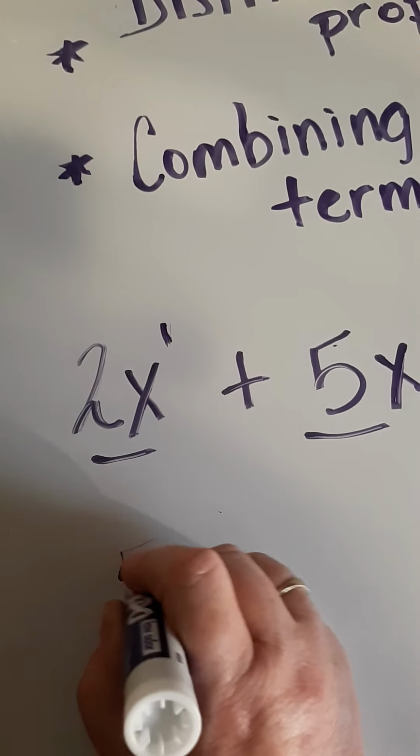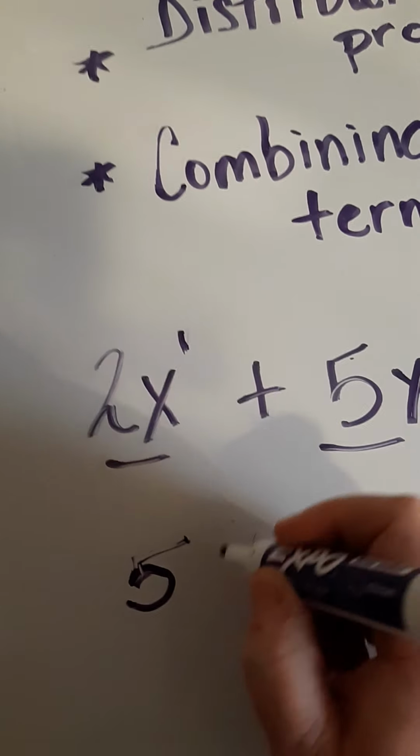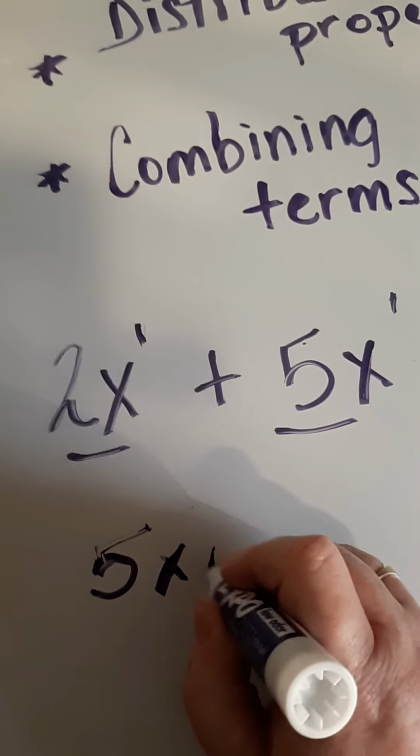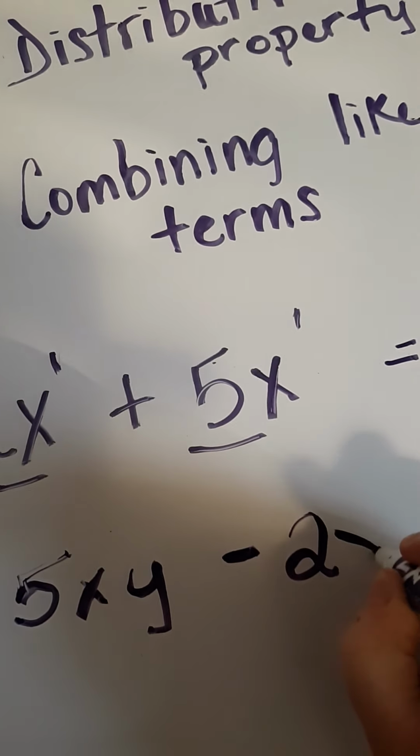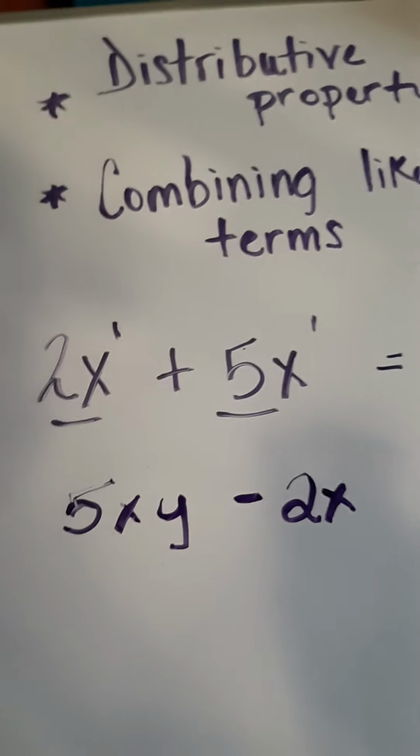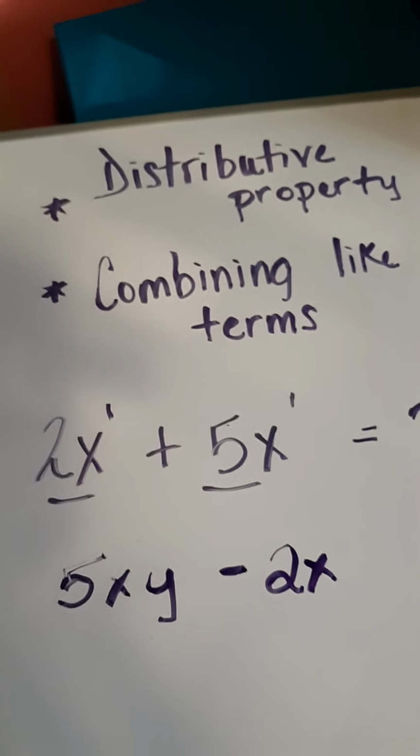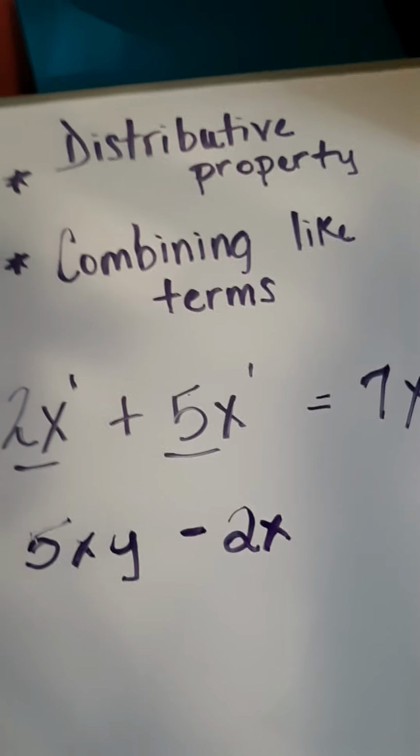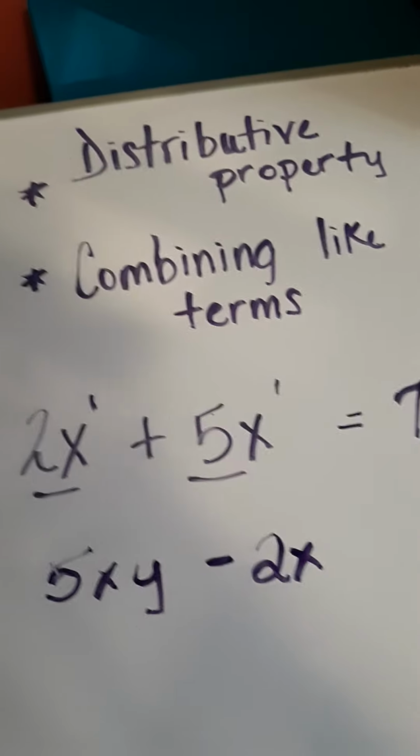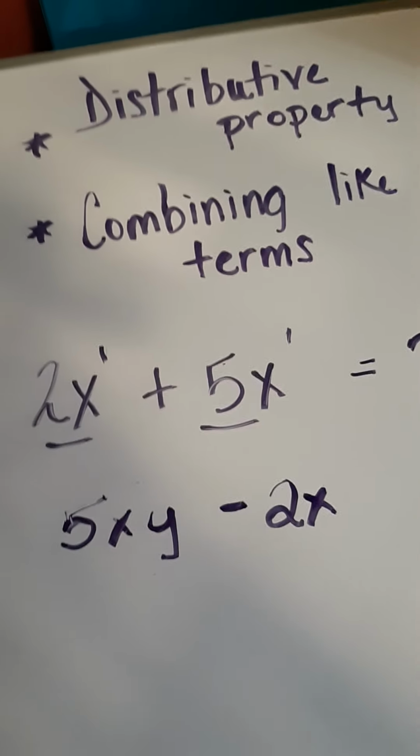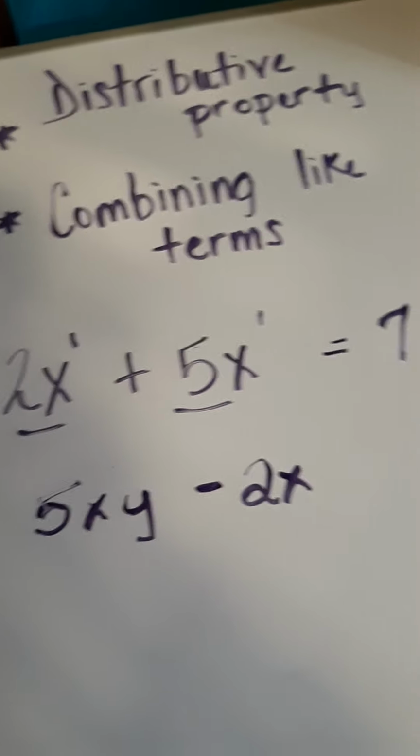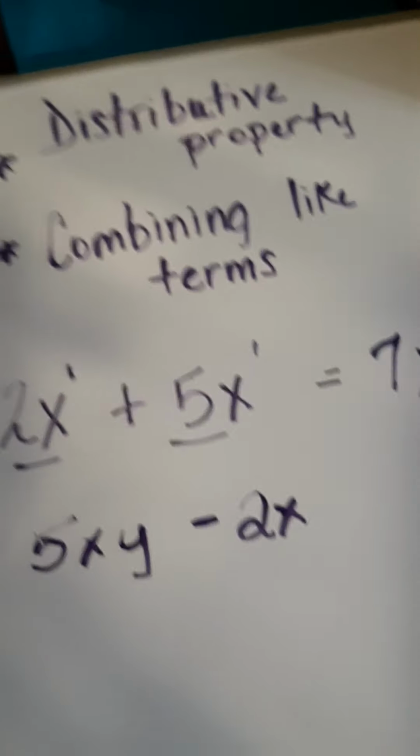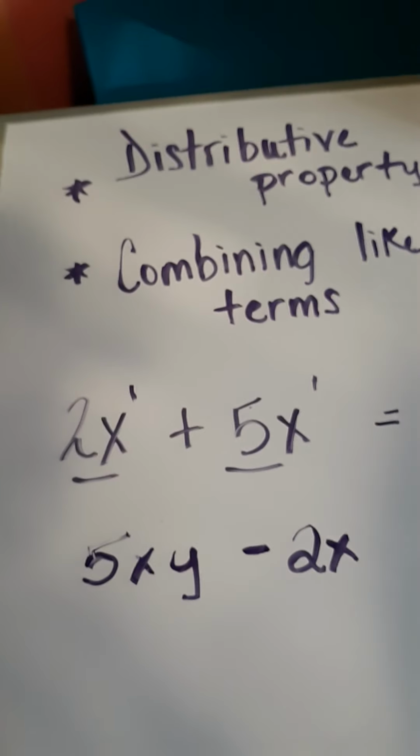Okay, let's try another one. What if I had 5xy minus 2x? Are those like terms? No. Why? Because of the y, guys. They don't match. The left term has xy, the right term has x. You can't do anything with that. You just leave it and say, oh well.